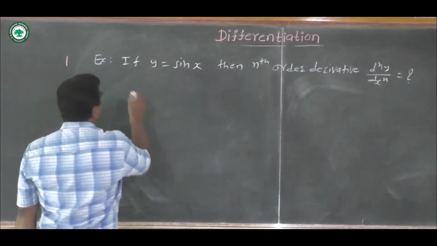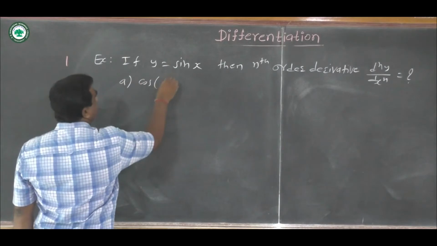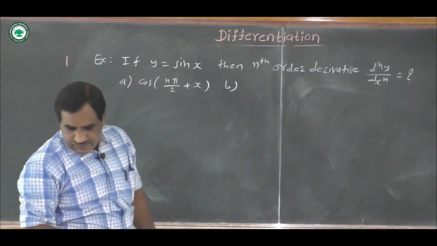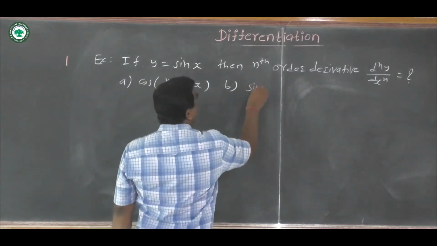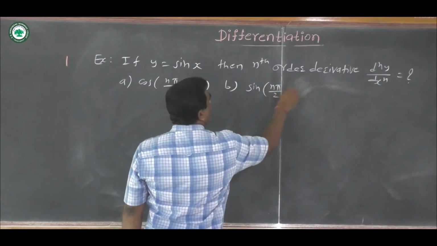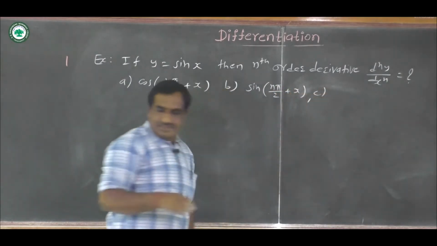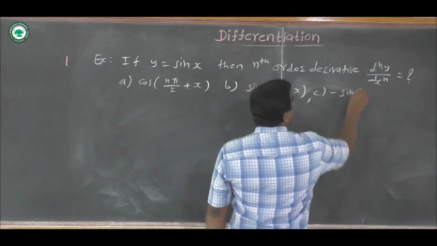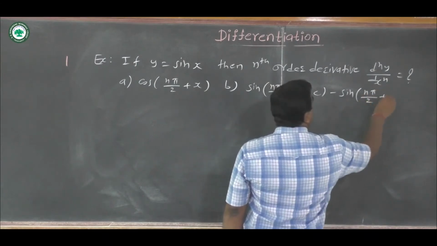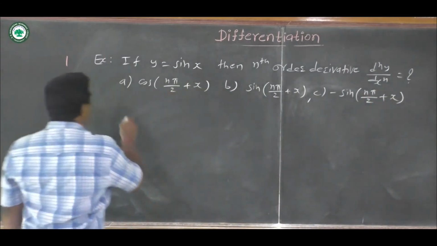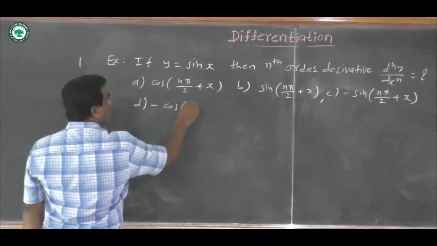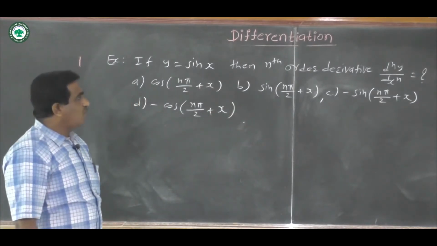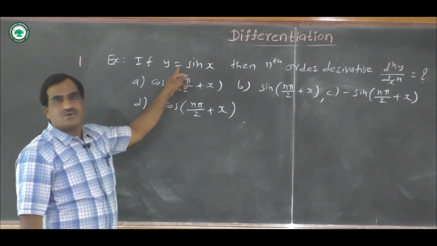Option number A, cos of n pi by 2 plus x. Option number B, sin of n pi by 2 plus x. Option C, minus sin of n pi by 2 plus x. And option D is minus cos of n pi by 2 plus x. Okay, now we have to find the nth order derivative for the function y equal to sin x.